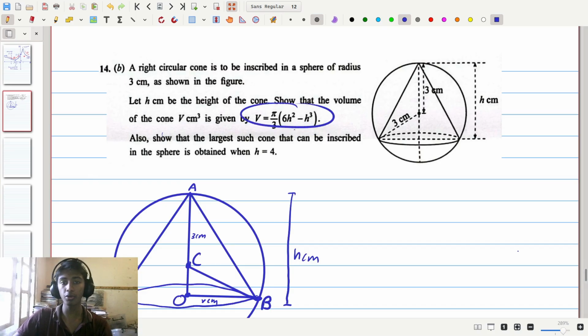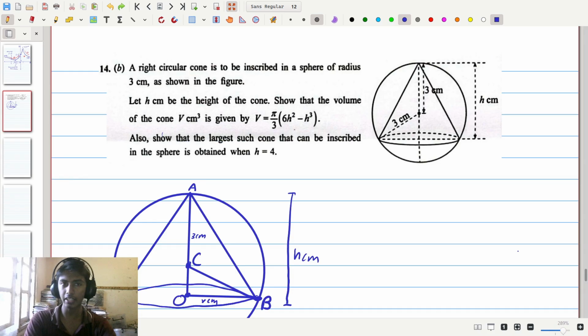The reason we want to do this is because in the next part of the question they say, also show that the largest such cone that can be inscribed in the sphere is obtained when h equals 4. In this case the largest cone, we have to assume that when they say largest cone they mean the cone with the largest volume.